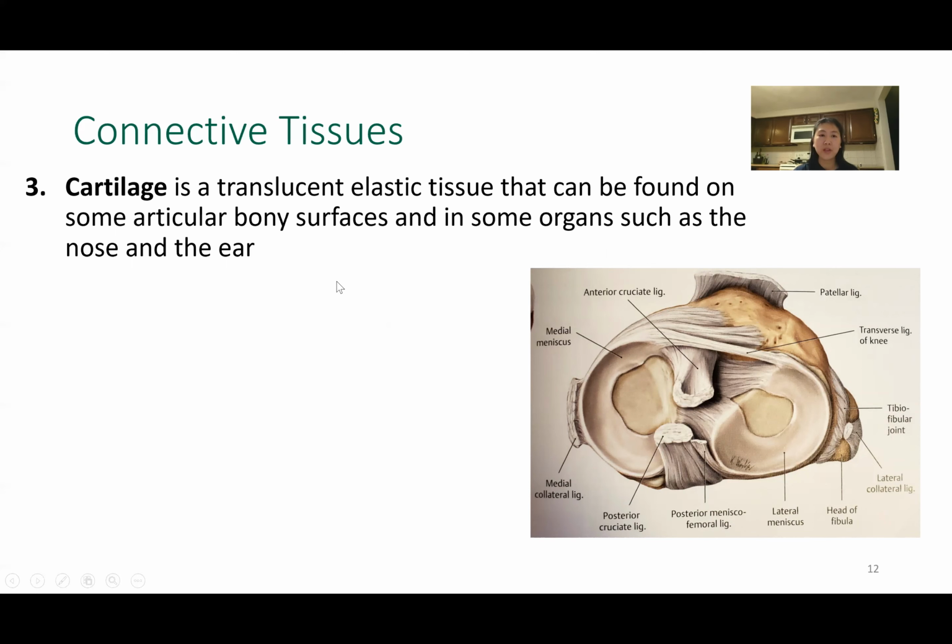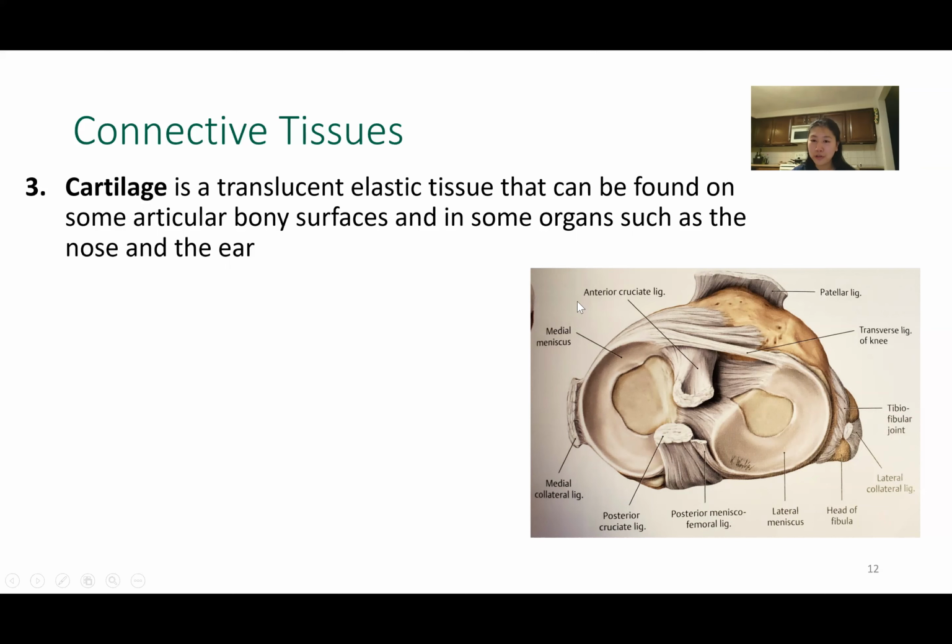So we talked about ligaments, and this is a picture from the Atlas book that I just showed you. Cartilage is a translucent elastic tissue that can be found on some articular bony surfaces and some organs, such as the nose and the ear. Your nose is kind of semi-rigid. The tip of your nose has some cartilage, so it can be wiggly.